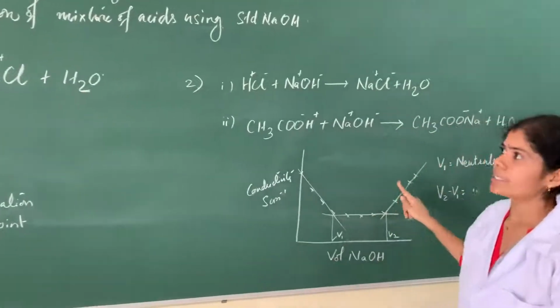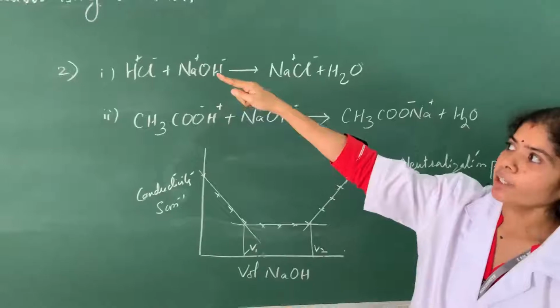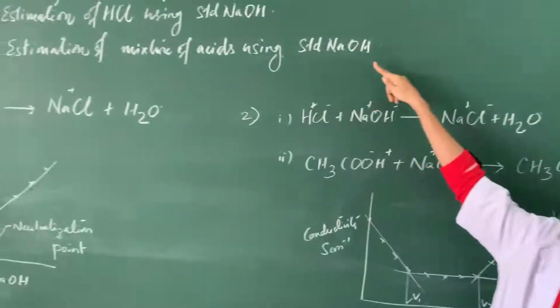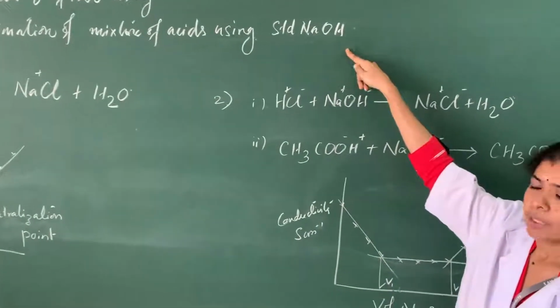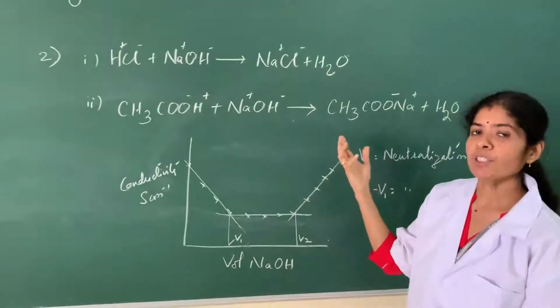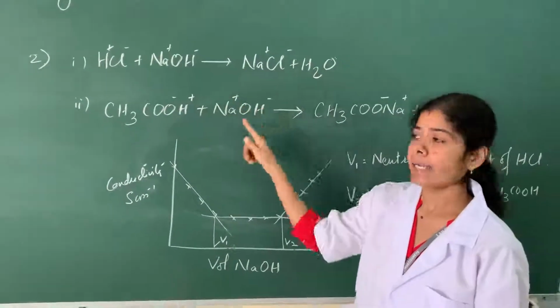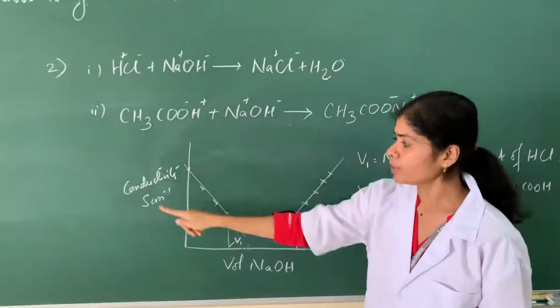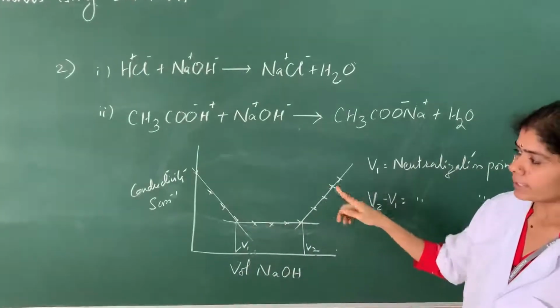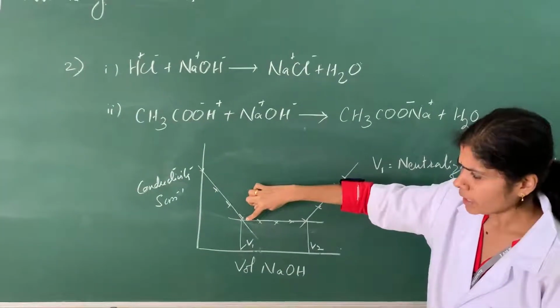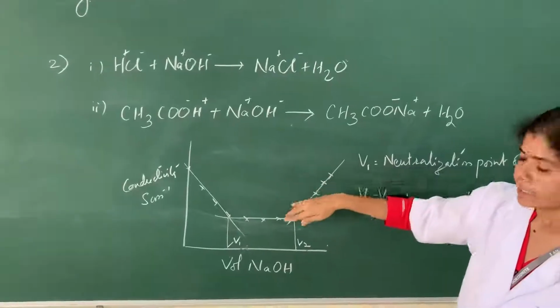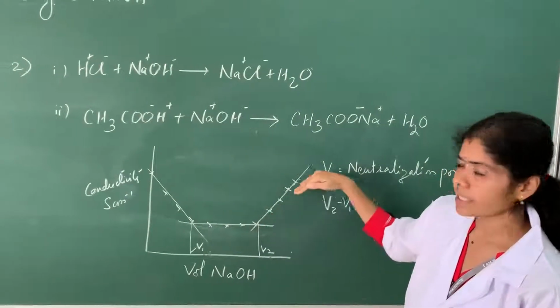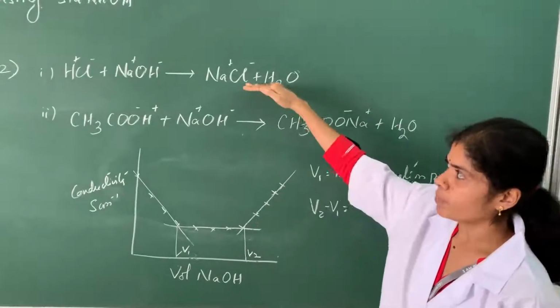Then, the second experiment, that is conductometric estimation of a mixture of acids using standard NaOH. Here you are provided with a mixture of acids, a strong acid and a weak acid. The nature of the graph will be like this. The conductance first decreases, then there is a small increase in conductance, then the conductance increases steeply.